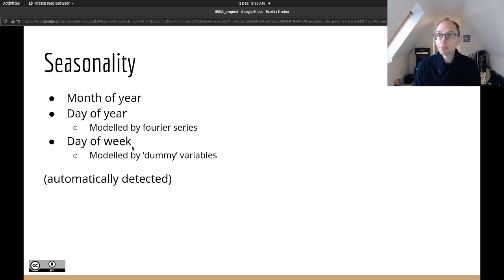And you might also do that by day of year. And that would again be modeled by a Fourier series. And then for day of week, what you would do is bring in what's called dummy variables. And if you're familiar with regression, you should be familiar with the concept of dummy variables. So those are just variables that are either zero or one. Another name for it is a categorical variable. So we use those to model the day of the week pattern. And again, all of this is automatically detected.